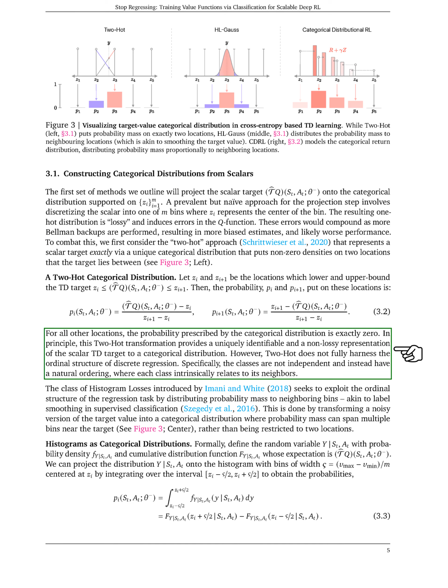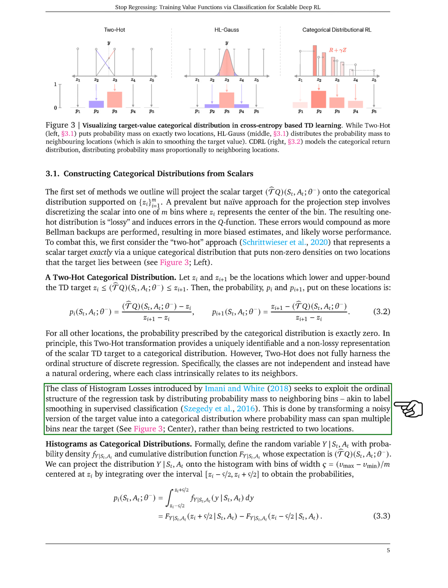This method, while more accurate, does not fully take advantage of the ordinal nature of discrete regression, where classes have a natural order and are not independent. To leverage this ordinal structure, we introduce the concept of histogram losses, which distribute probability mass across multiple neighboring bins, similar to label smoothing in classification. This is achieved by transforming a noisy version of the target value into a categorical distribution where probability mass can cover several bins near the target.